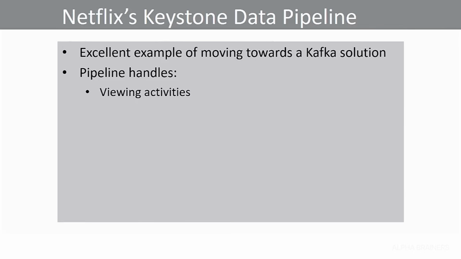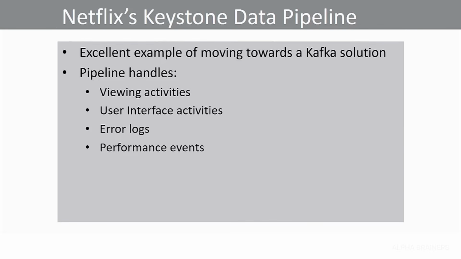So like, for example, if you're watching a movie and you decide to pause it 10 minutes into the movie, if you log out and log back in again and go back to that same movie, it remembers that you were actually 10 minutes into that movie. So activities like that are going to go through this data pipeline. Also, any type of other user interface activities, like if someone clicks on a movie but they decide not to actually watch it, that would be part of the data pipeline as well. Other information that's in the data pipeline will be error logs, performance-based events, troubleshooting events, and diagnostic events as well.